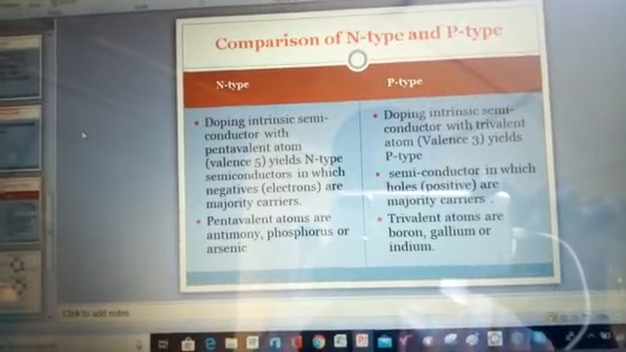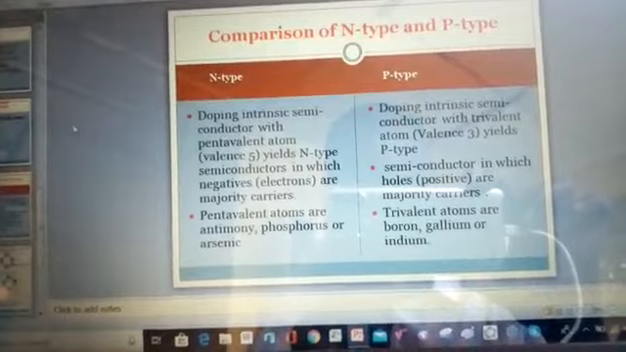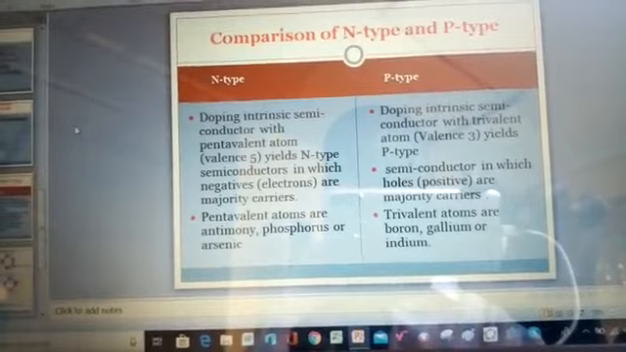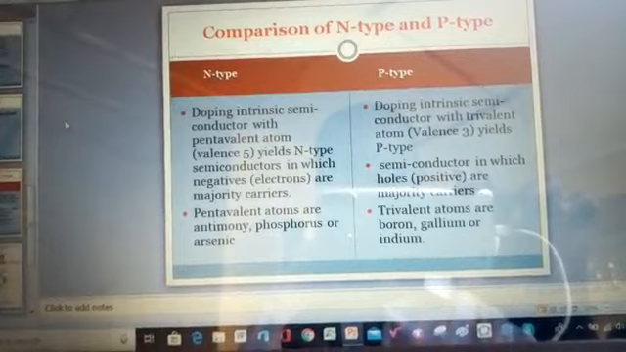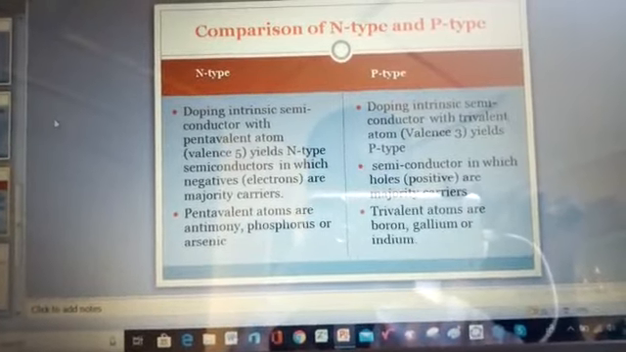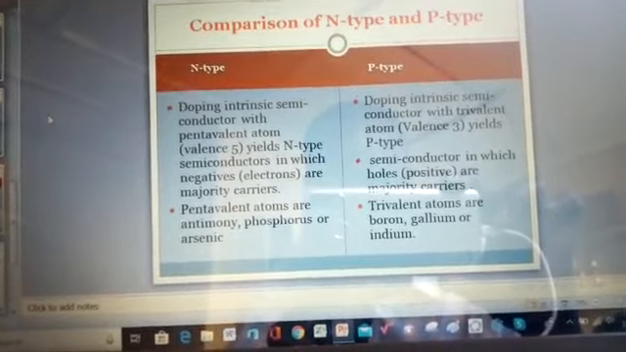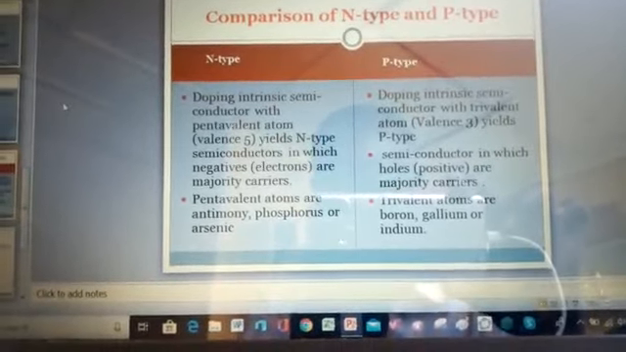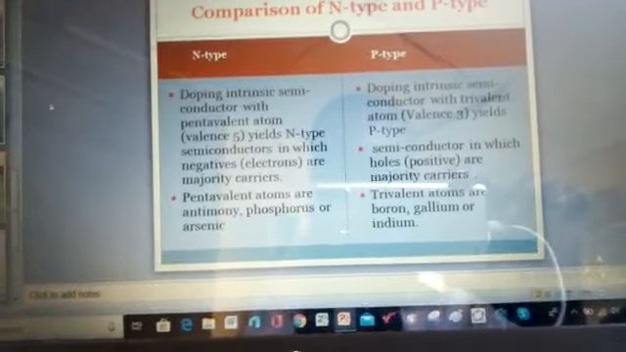Doping intrinsic semiconductor with a pentavalent atom is what gives us N-type. So pentavalent is valency 5. We dope it with intrinsic, which is silicon or germanium, valency 4. But when we are doing P-type, we dope intrinsic with trivalent, with valency 3. So, valency 4, we add valency 3.